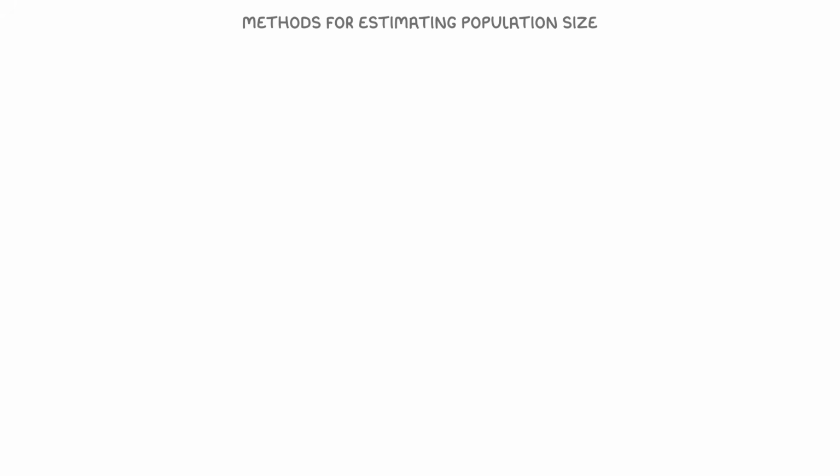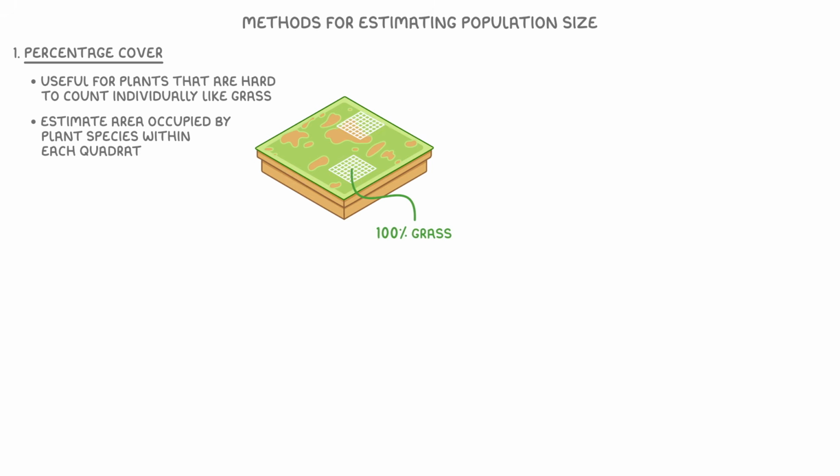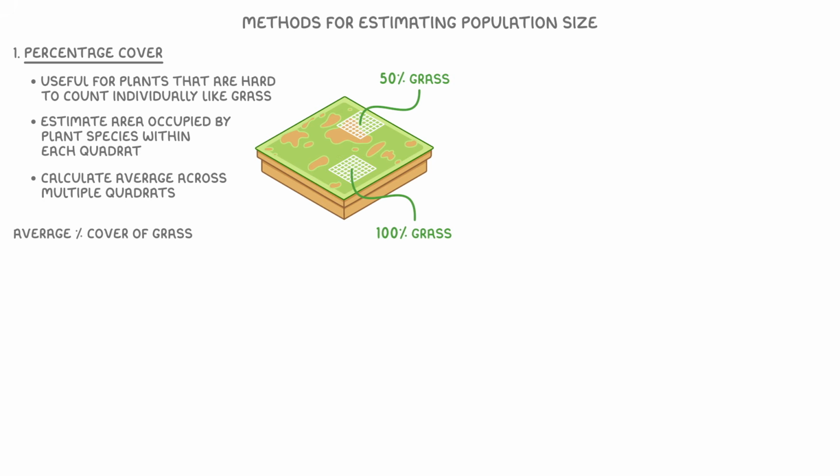Finally, let's look at some methods for estimating population size. Measuring percentage cover is really useful for plants that are hard to count individually, like grass. First, we estimate the area occupied by a plant species within each quadrat. For instance, here grass covers 100% of the quadrat area, but here it's about 50%. Then we can calculate an average across multiple quadrats to estimate percentage cover in the whole sample area. So if we took just these two samples, we'd get an average percentage cover of grass of 50 plus 100 divided by 2, giving us 75% percentage cover of grass.